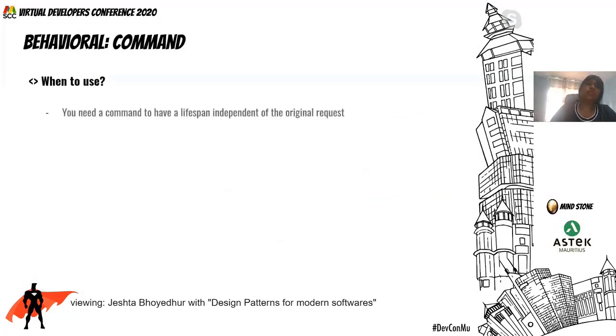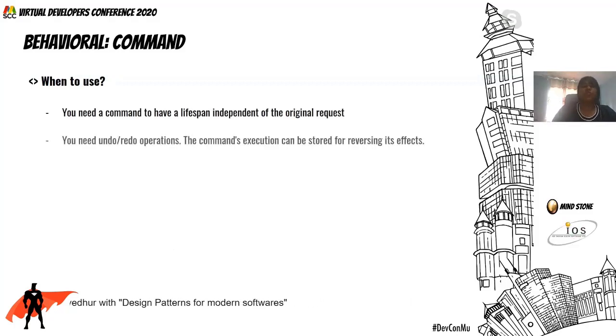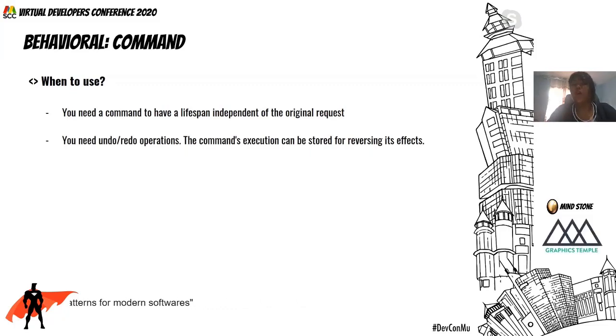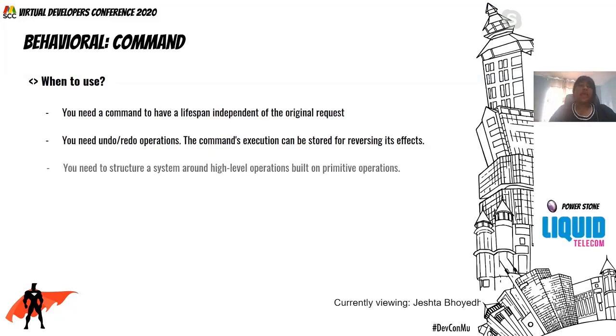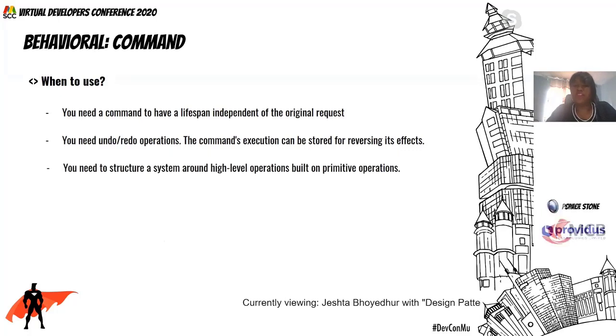So when do we use this design pattern? When you need a command to have a lifespan independent of the original request, when you need to do undo, redo operation, the command's execution can be stored for reversing its effect. And when you need to structure a system around high-level operation, built on primitive operations.